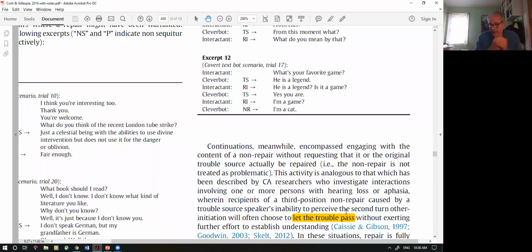As they talked about in their article, there's a baseline of interaction. They are suggesting there's this baseline for interaction that they're using to see how humans interact with machines. And the baseline is that if somebody produces a trouble source, there should be some repair done, and then they move on with the progressivity. And if it doesn't happen, then you have to ask, why didn't it happen? What's going on? There's some other kind of interactional work happening.